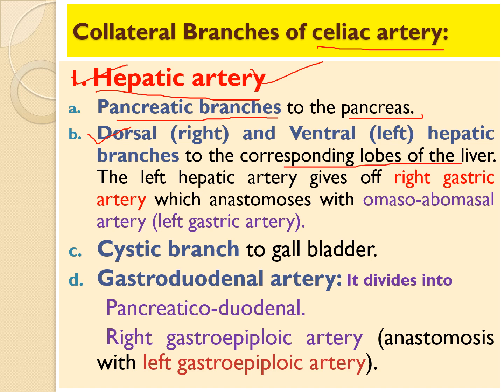The right and the left hepatic branches supply the corresponding lobes. That means the right hepatic branch supplies the right lobe, and the left supplies the left lobe of the liver. The left hepatic branch, being larger, gives off the right gastric artery. The right gastric artery supplies the initial part of the duodenum and the pylorus. And finally, it anastomoses with the omeso-abomasal artery.